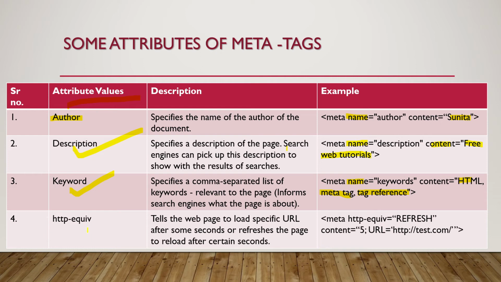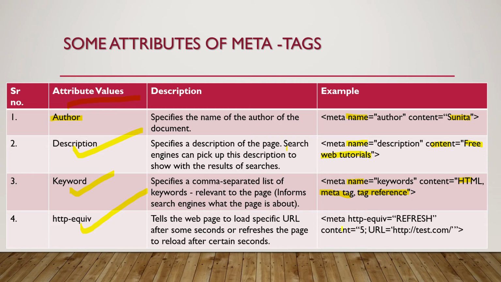These are the words through which the search engine tries to get the information about the page. Now coming towards the last one, that is HTTP equiv. It tells the web page to load a specific URL which is provided by the developer, or it tells the browser to refresh or reload the page after some seconds. So let's go with the example. Here we have to directly write meta, then http-equiv is equal to refresh. Because I want to refresh my page, that is why in place of author, description, and keywords I have used the word refresh.